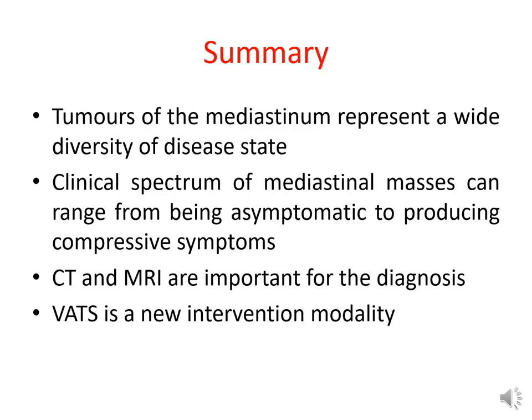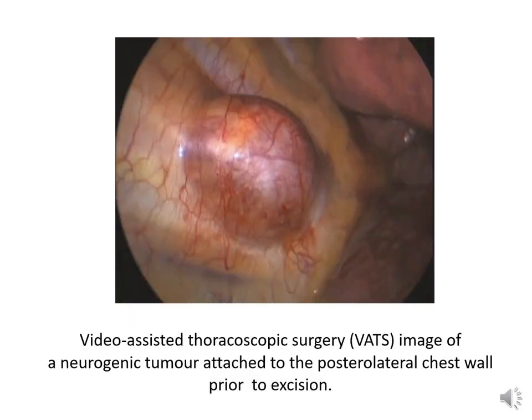In summary, tumors of the mediastinum represent a wide diversity of disease states. The clinical spectrum of mediastinal masses can range from being asymptomatic to producing compressive symptoms. CT and MRI are important for diagnosis, and VATS is a new interventional modality. Here you can see the video-assisted surgery, where the image shows a neurogenic tumor attached to the posterior lateral chest wall prior to the excision.